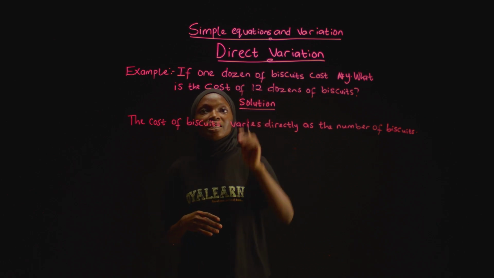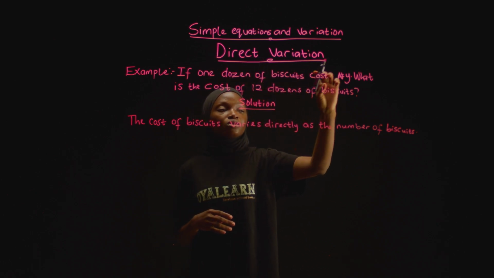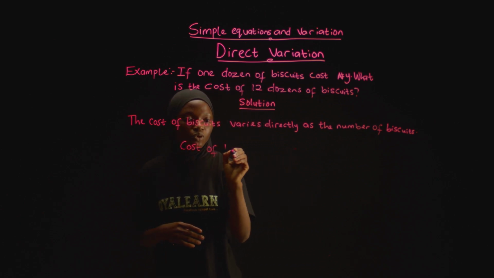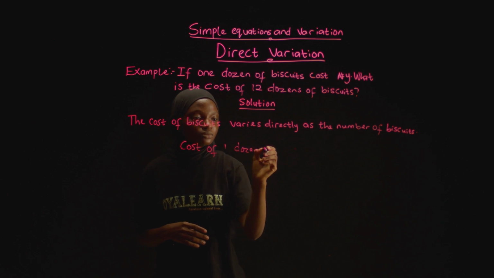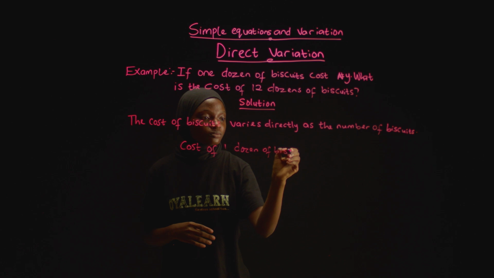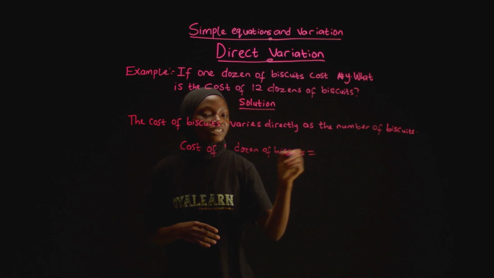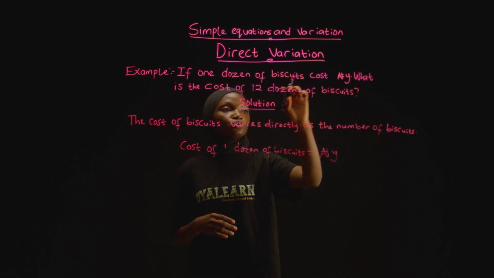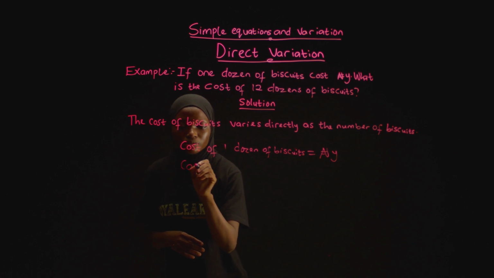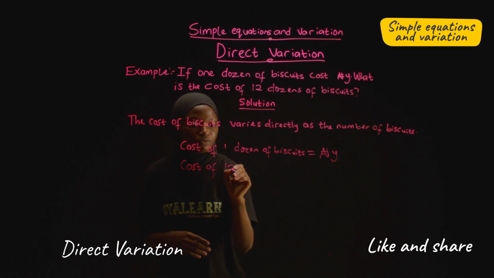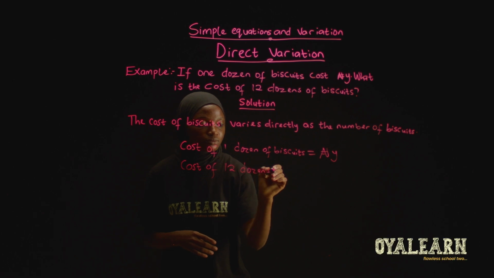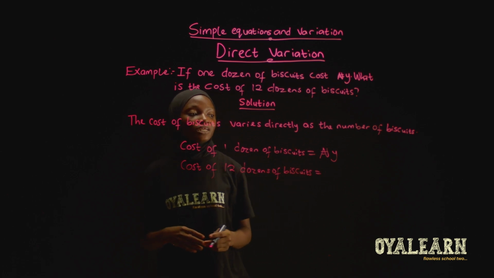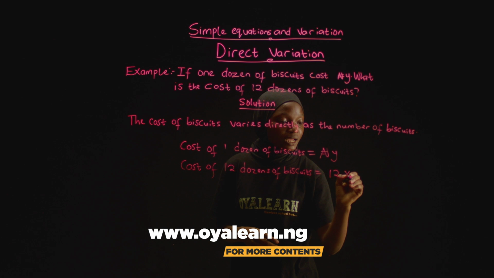Now we can solve. We are told that 1 dozen of biscuits costs y naira. So we have the cost of 1 dozen of biscuits is equal to y naira. Now we are told to find the cost of 12 dozen of biscuits. So the cost of 12 dozens of biscuits would naturally be 12 multiplied by y.